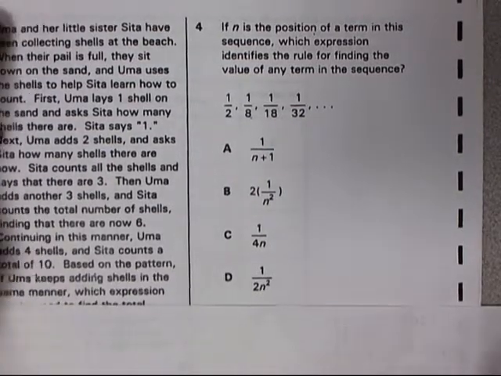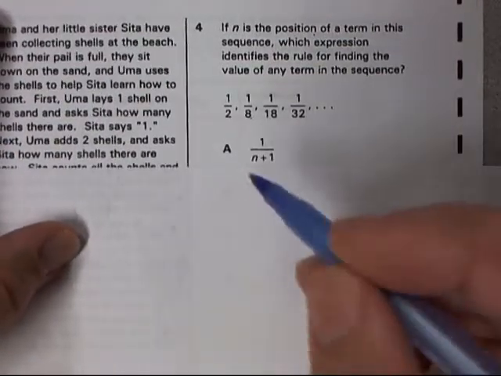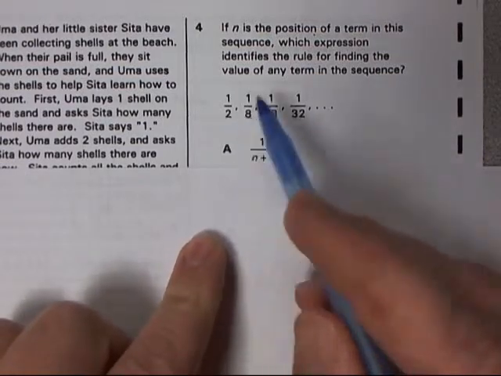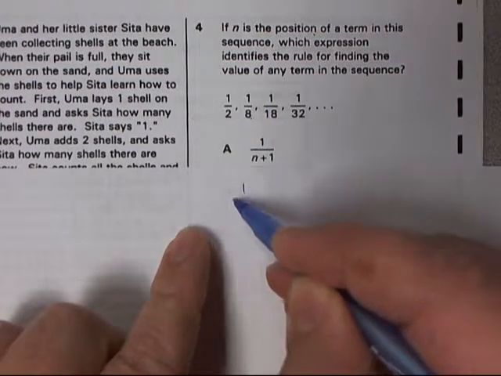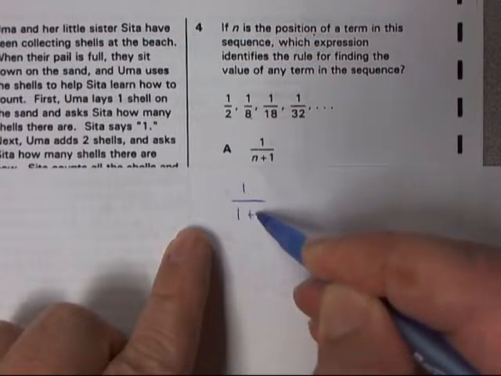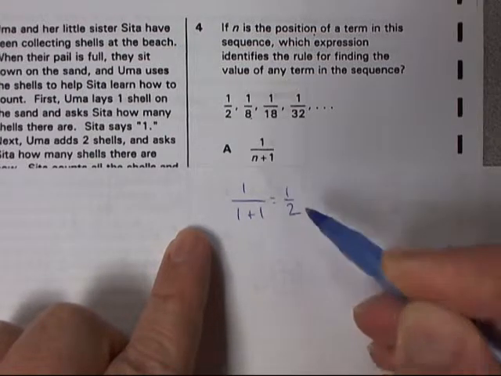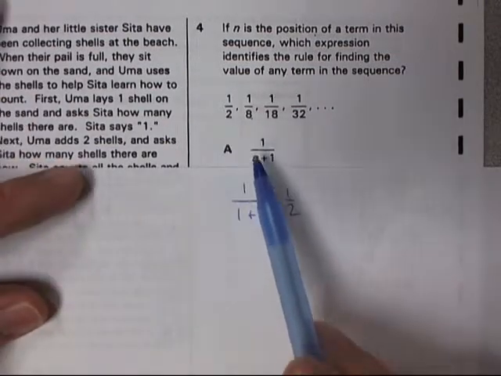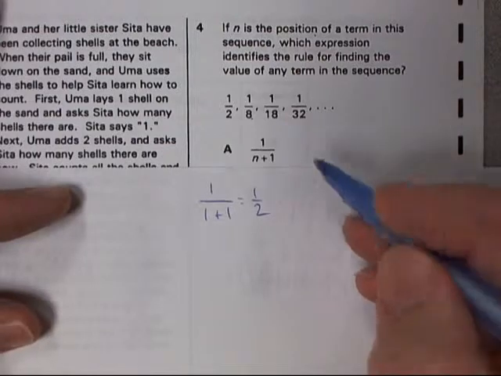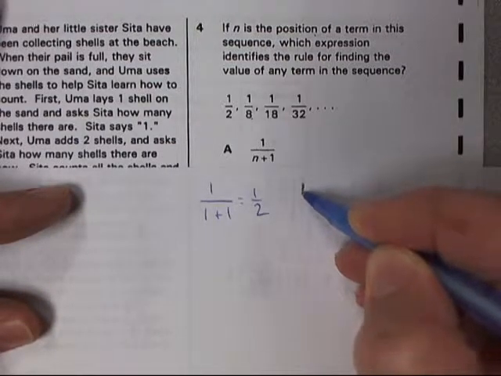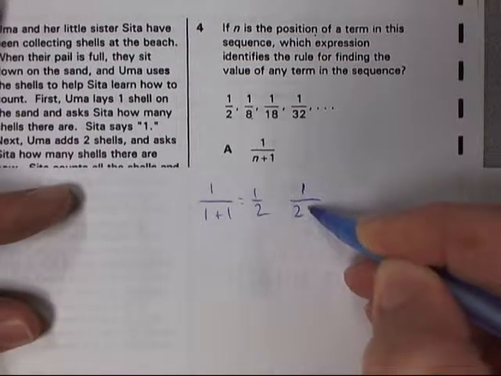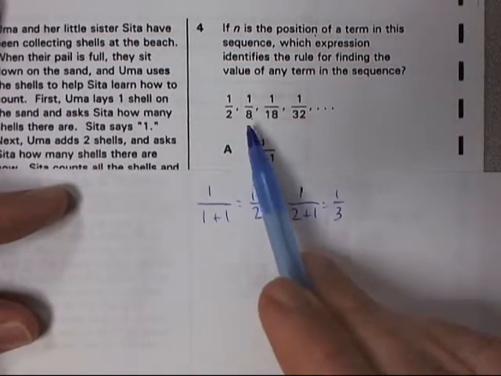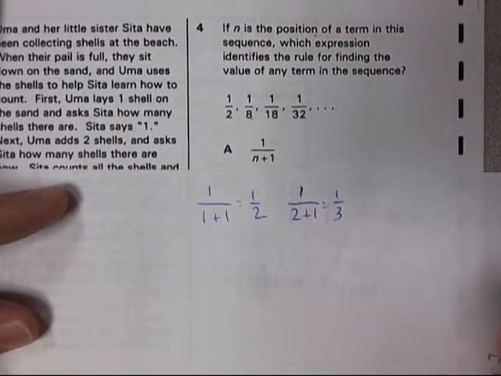So let's substitute a position number into answer choice A to see if we get that term value. So we'll start with position 1. So 1 over position 1 plus 1 equals 1/2. Okay, well that's the term value that we're looking for in position 1. Let's substitute position 2 into answer choice A to see if we get 1/8. 1 over 2 plus 1. Well, that's 1/3. That's not 1/8. So answer choice A cannot be correct.